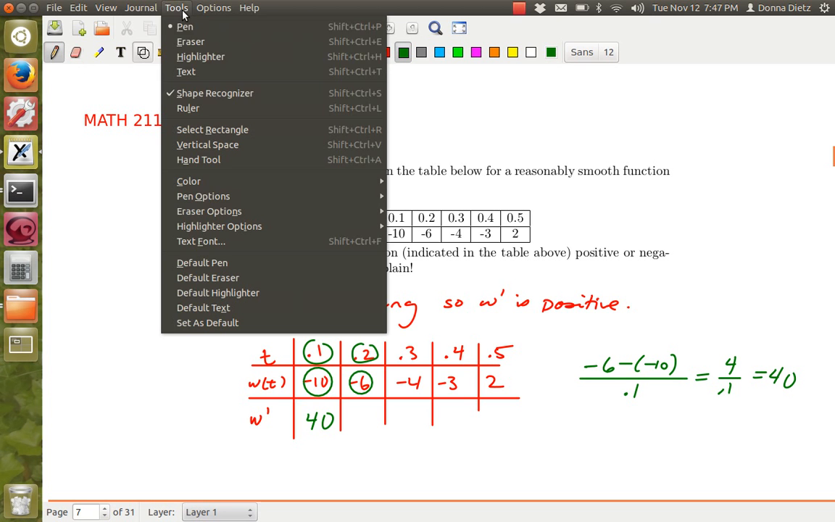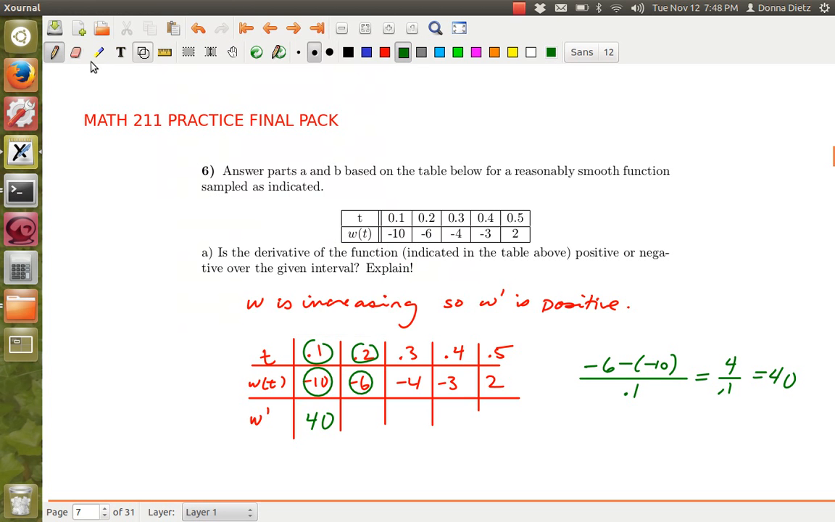And for these guys, I'm going to move these over. We're going to go -4 minus a -6, and then divide by 0.1. So it's actually going to be 2 over 0.1, which is 20. Okay, and we just continue this same process. We just continue this. And we're also going to get 10 and 50.